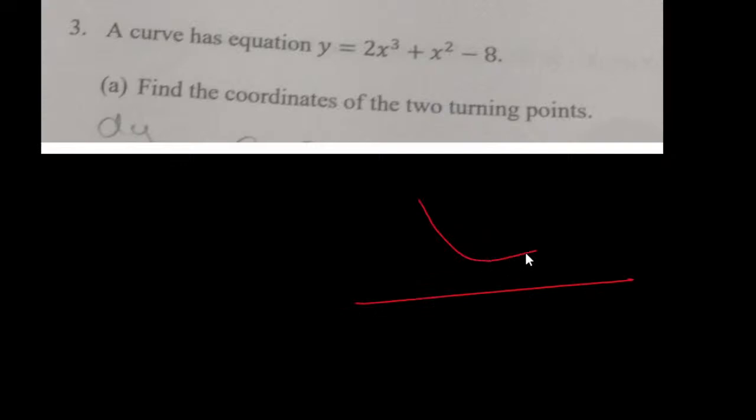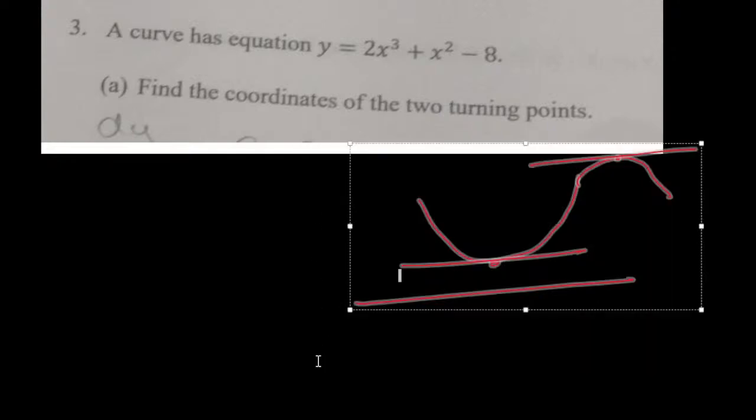Wherever your curve turns, say this is your curve, it is turning at this point and at this point. If I draw the tangent, it is parallel to the x-axis, which means its gradient is 0. Gradient is nothing but slope. So basically, for y equals 2x cubed plus x squared minus 8, you have to differentiate this and find dy upon dx.